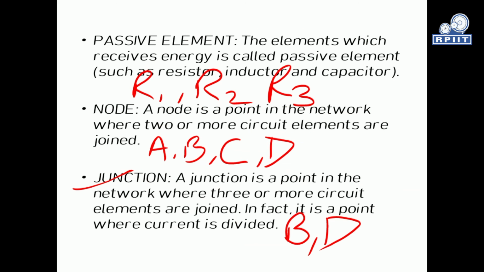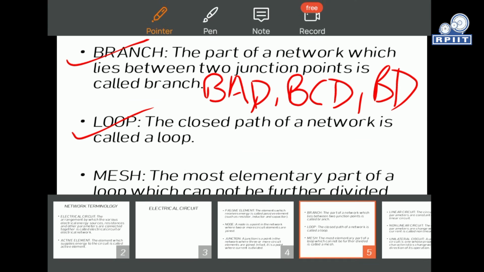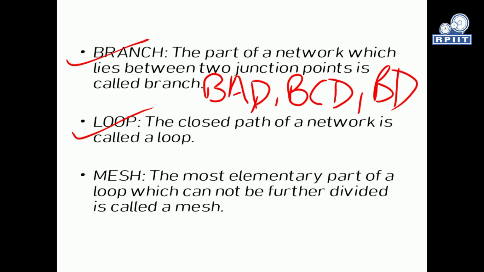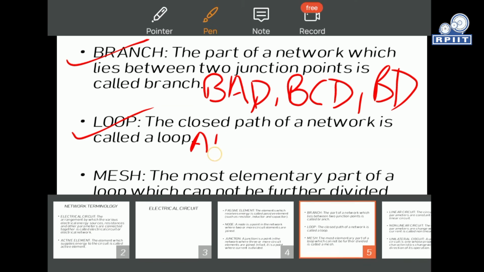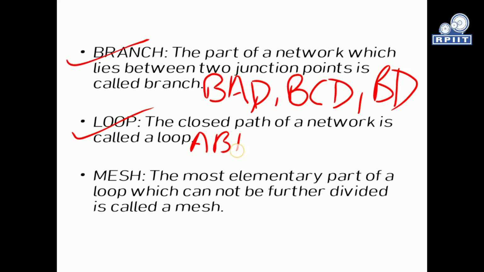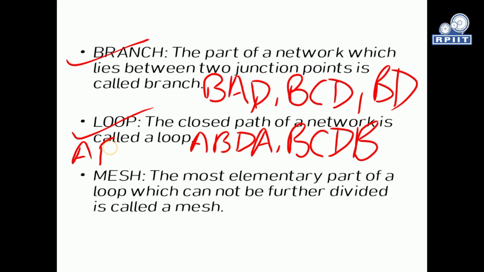So we will represent them here. There are three loops: ABDA and BCDB and ABCDA. So these are the three loops.